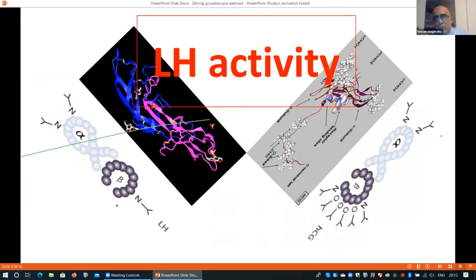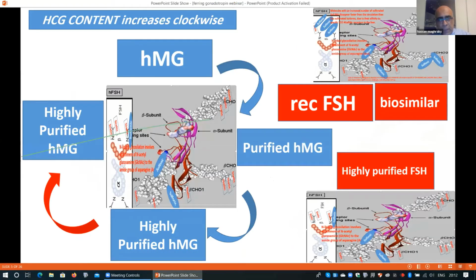During purification of HMG from urine, LH is lost and is replaced by an LH activity that is composed now mainly of HCG and a little amount of LH. The HCG content or concentration of highly purified products is more than the HCG concentration of the human menopausal gonadotropins. And also the 2 highly purified gonadotropins differ in their content of HCG and the type of HCG that they have.